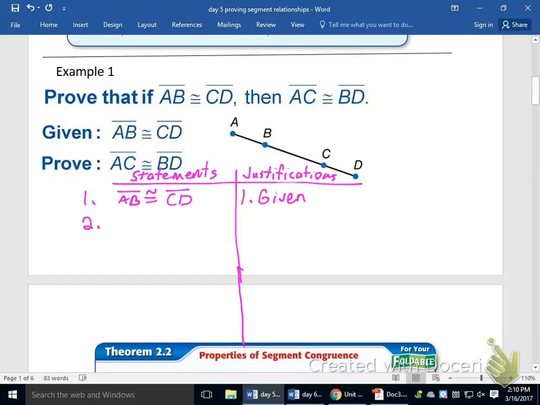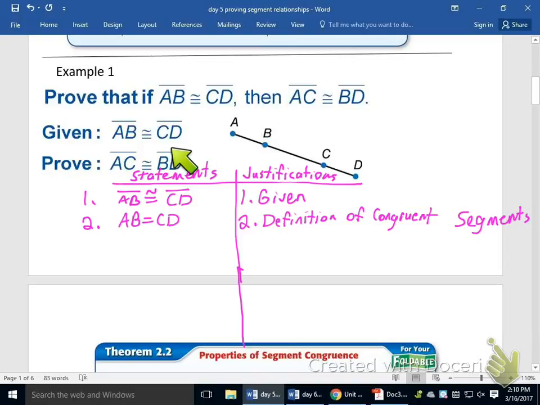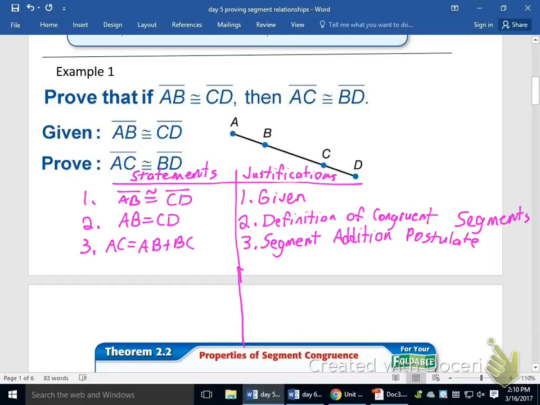Where I would start after the given would be to show that AB equals CD, and that is by definition of congruent segments. I'm going to do that because I'm going to be dealing with measures. I'm always going to stay focused on what I'm trying to prove, and I'm going to show that AC is the same as BD. To do that, I'll break down AC and BD. AC is equal to AB plus BC, and that's by segment addition postulate. Similar reasoning gets me that BD is equal to BC plus CD.